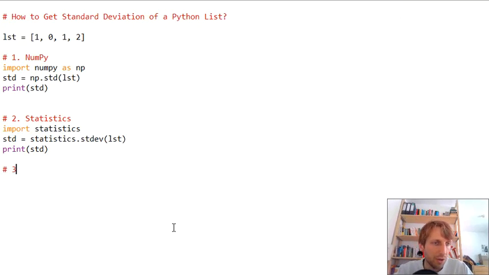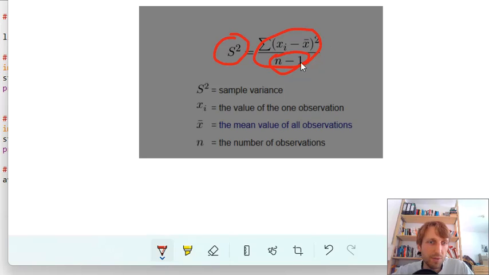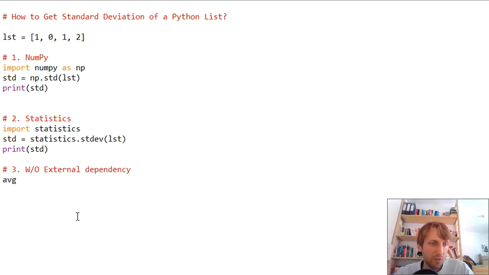Then our third way to calculate the standard deviation is without external dependency. This is my favorite, although you shouldn't do it, you should rely on libraries. So first of all, let's have a look at the definition. We first need to calculate the average, this x symbol with the hat on top of it. So first of all, we need to calculate the average.